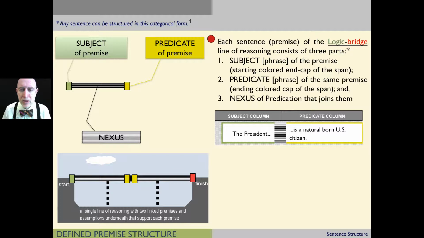When we're doing the categorical form, each sentence premise of the logic bridge, line of reasoning, consists of 3 parts. The subject phrase of the premise, and here you can see the end cap of the span, the predicate phrase of the same premise, another end cap, and you don't have to remember this word, the nexus of predication that joins them. But that's the span right here.